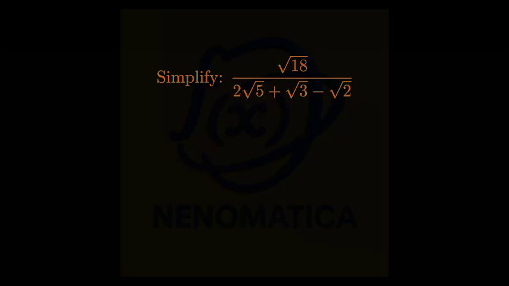In this example, we will simplify the fraction square root of 18 divided by the expression 2 root 5 plus root 3 minus root 2. Our plan is to rationalize the denominator using conjugates in 2 clean steps. Step 1. Treat the denominator as a difference. The base piece is 2 root 5 plus root 3, and we subtract root 2. To remove the minus root 2, we multiply by the conjugate, which is the base piece plus root 2, over itself, so the value does not change.